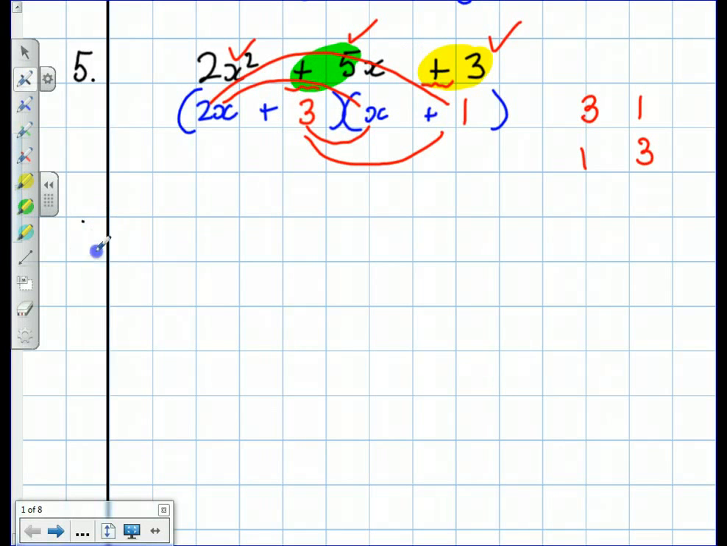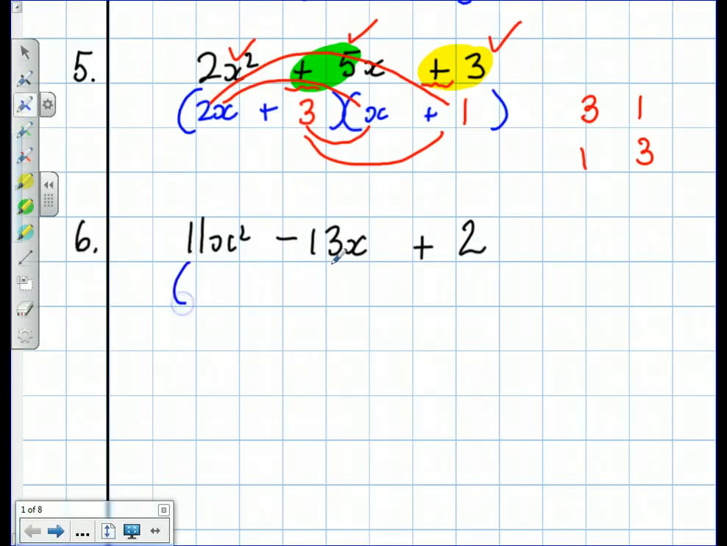Now, look how complex it can become. Here we go, 11x squared minus 13x plus 2. Right, so I draw my two brackets. Again, the coefficient, the number in front of x squared, is a prime number, so I'll put 11 there, 11x, and x here. And when I multiply out, I'm going to get my 11x squared.